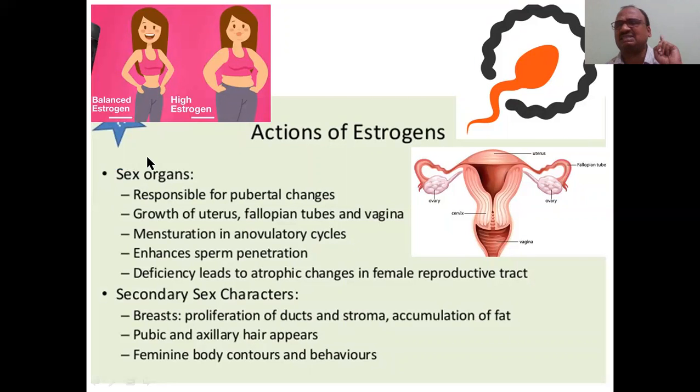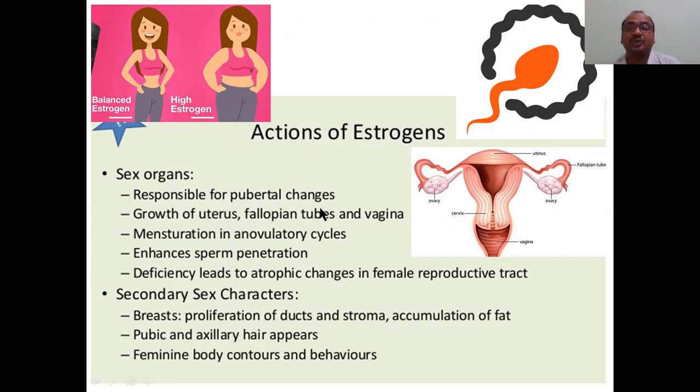And the actions of the estrogen, mainly on sex organs. It develops the sex organs. I told you, it is the female sex organ hormone, responsible for the pubertal changes. Puberty means a girl will become a woman. That is called puberty. It will start at around the age of 18. Puberty means adult.